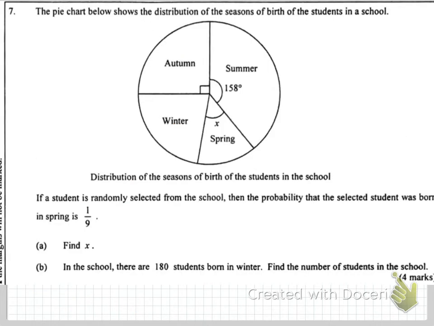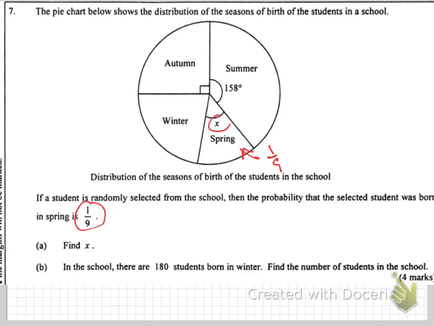And then here's the last question. We have the pie chart. The pie chart means that the whole pie chart together is 360 degrees. And the population in each region corresponds directly proportional to the respective angle. So it says that the probability that the student was born in spring is 1 over 9.